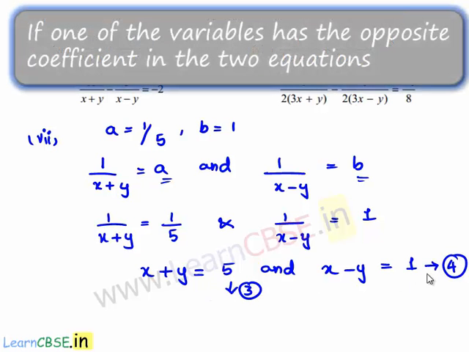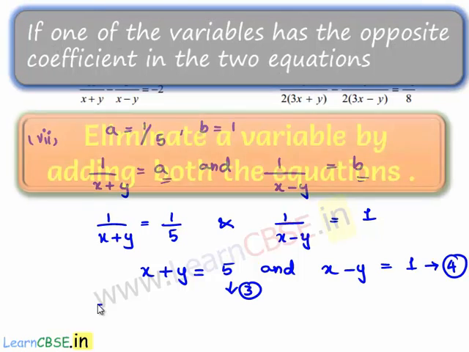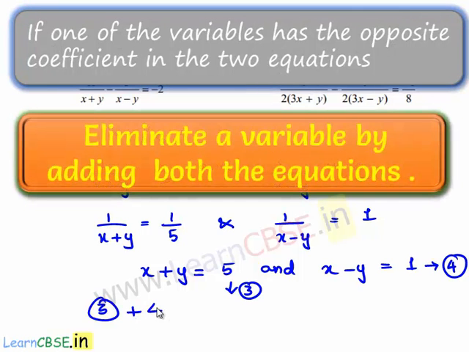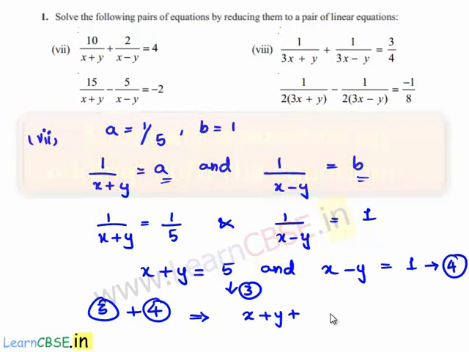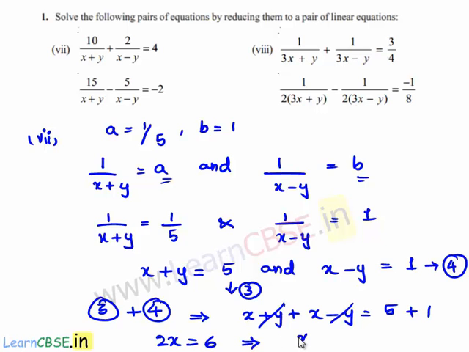Now adding 3 and 4, we get x plus y plus x minus y is equal to 5 plus 1. Plus y and minus y will be cancelled. 2x is equal to 6, which implies x is equal to 6 by 2, which is 3. So the value of x is found to be 3.